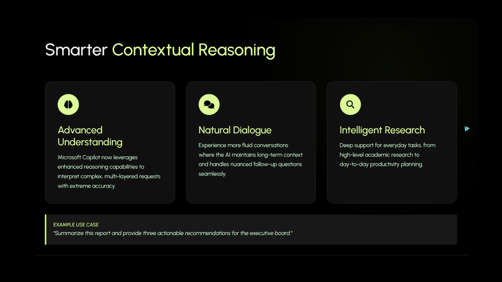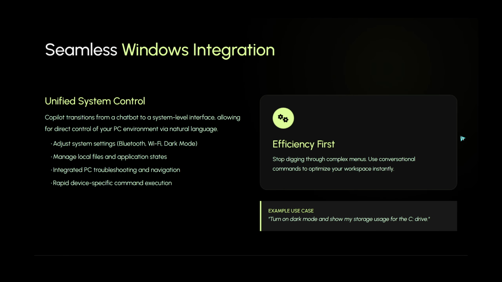Another major improvement is deeper Windows integration. Copilot can now help you interact with your PC using natural language, so you don't have to remember exactly where every setting is located. You can ask it to turn on dark mode and show your storage usage, and it can guide you through those actions or help you access them more quickly.